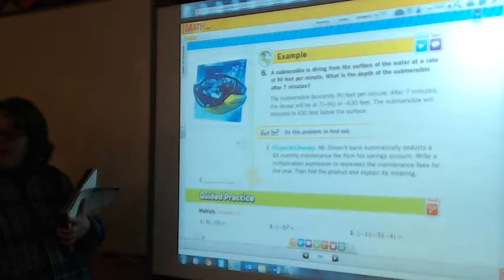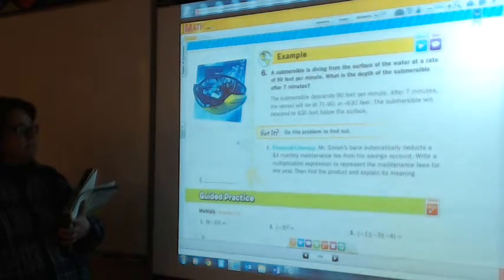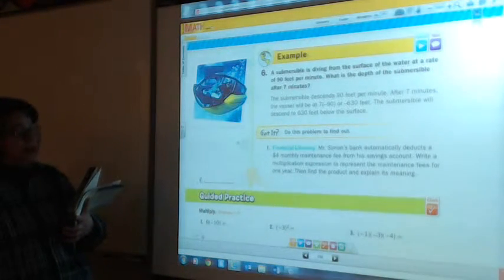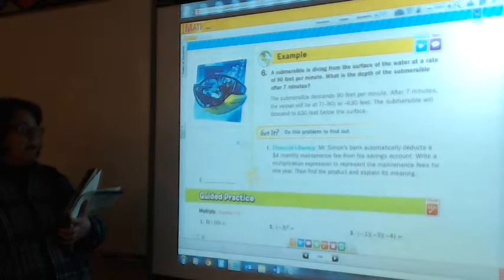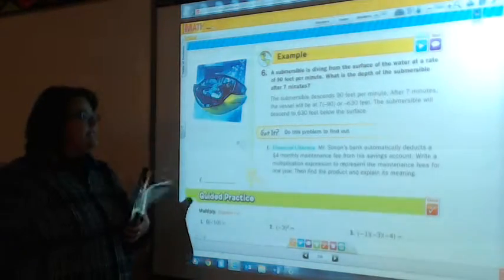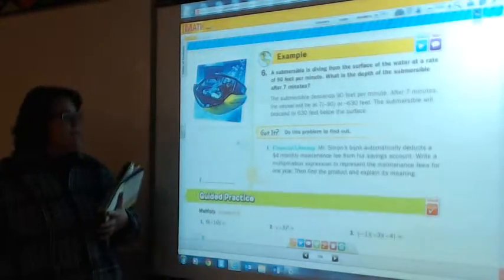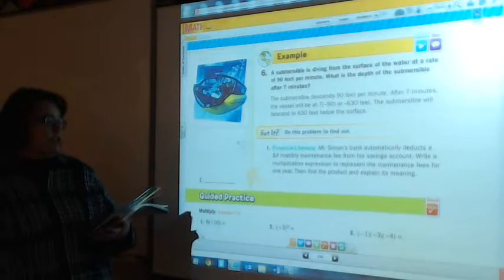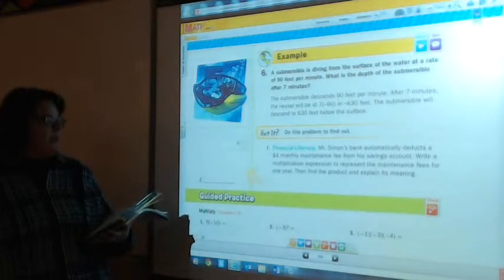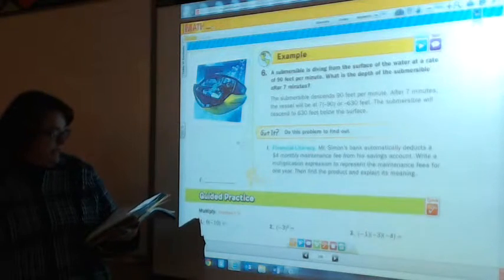So why don't you do F, and then we'll see if you do F right. Pause your video and you do F. All right, so for F, it says Mr. Simon's Bank automatically deducts a $4 monthly maintenance fee from his savings account. Write a multiplication expression to represent the maintenance fees for 1 year. Then find the product and explain its meaning.